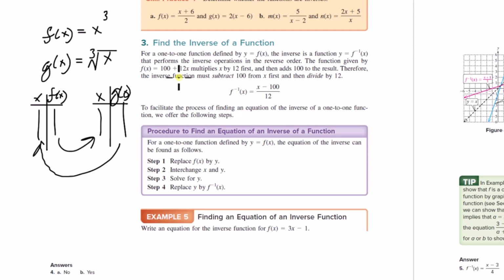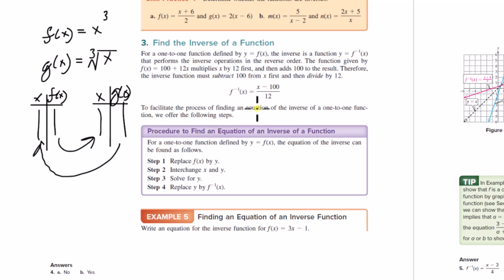Very interesting. To facilitate the process of finding an equation of the inverse of a one-to-one function, we offer the following steps. So yeah, this is the simpler way to get an inverse. You don't have to go through these mental steps of doing the operations in reverse order, but I think it's really interesting to be able to think about an inverse this way. I think that's very intuitive.